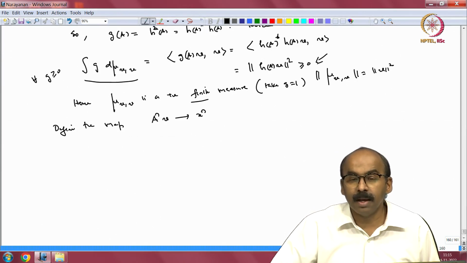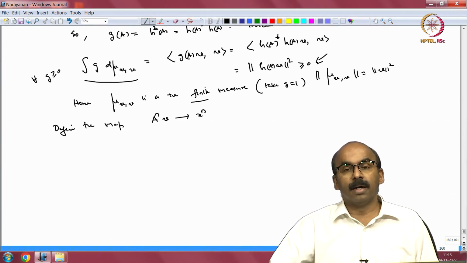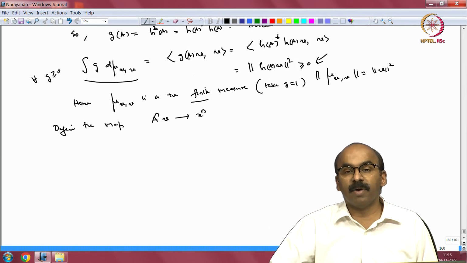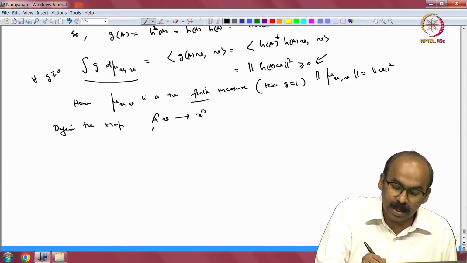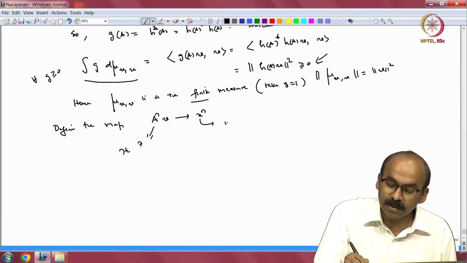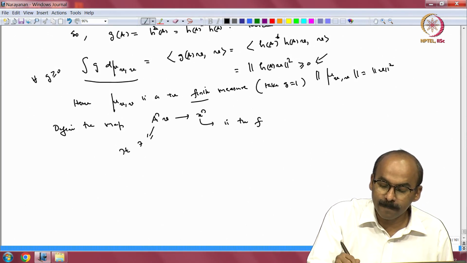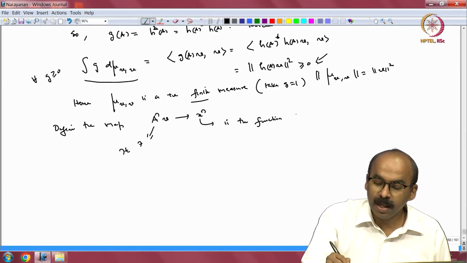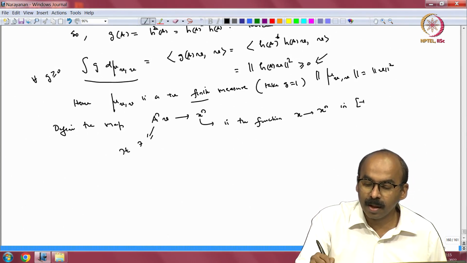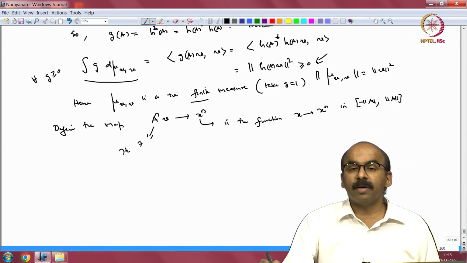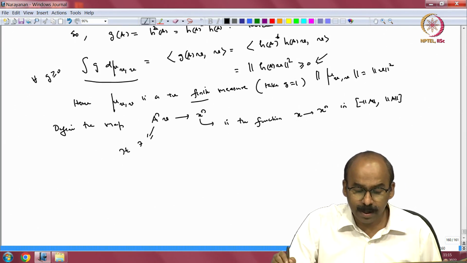What is x to the n? X to the n is the function x going to x to the n. Okay. So, on this side I have a vector in the Hilbert space, and this is the function x going to x to the n in minus norm a to norm a, that interval. On that interval you look at the function x going to x to the n, right.